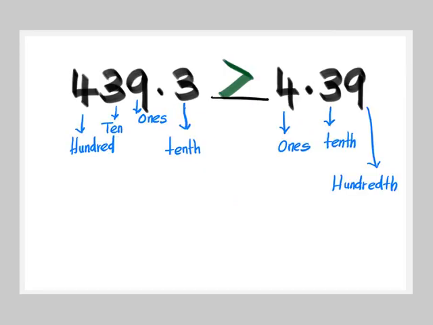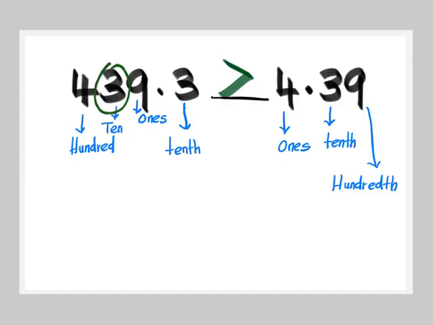So here let's have a quick recap of the place value of all the digits. 9 is in the hundredths place. 3 is in the tens place. 4 is in the ones place. And this 3 is in the tens place. 9 is in the ones place. This 3 is in the tens place. And this 4 is in the hundreds place.